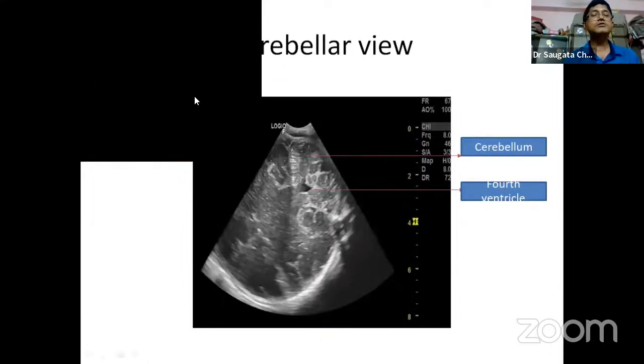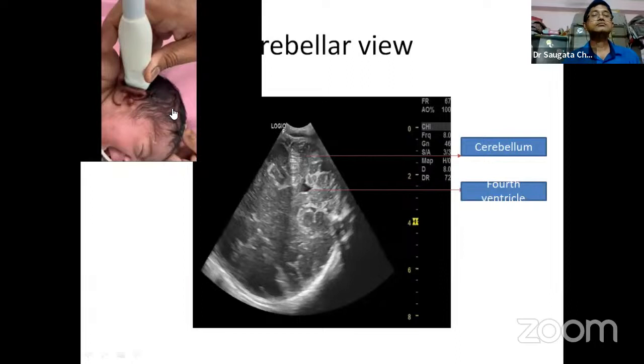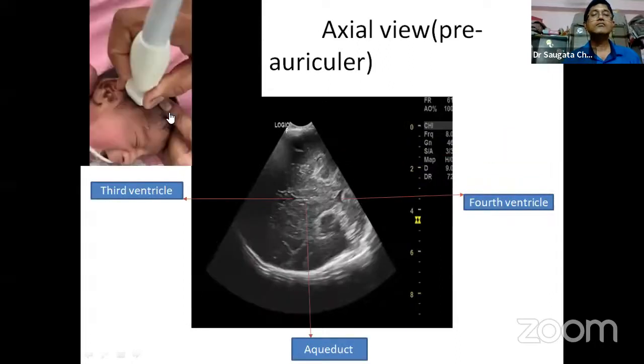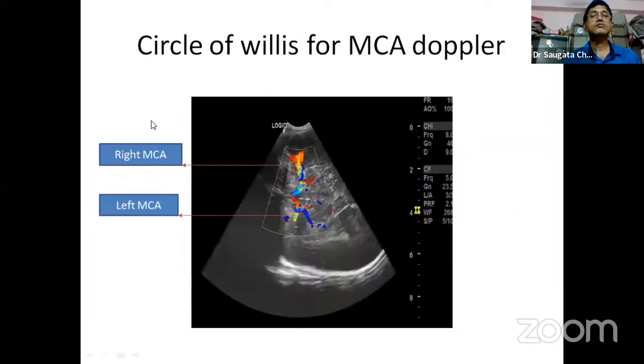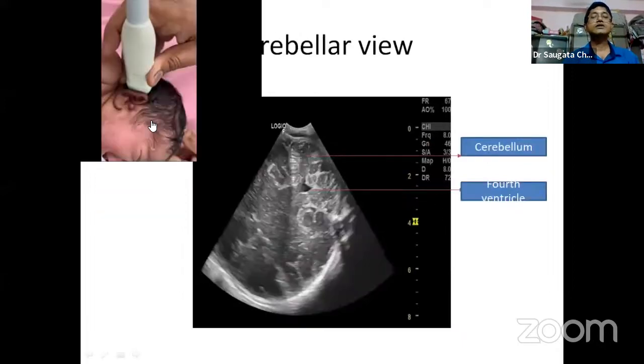So that was the previous view. This is anteriorly, and we are giving the axial view. So this is the cerebellar view. We are placing the probe at the mastoid. Here is the cerebellum. This is the fourth ventricle and cerebellum. It's clearly visible here. Okay.